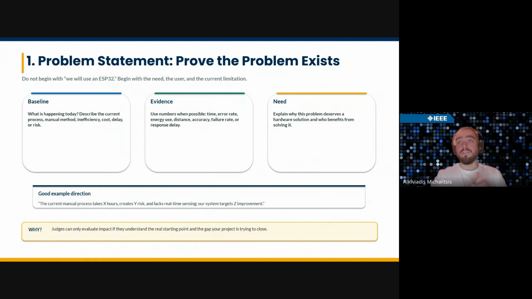Now, for the first part, also mentioned in our design phase guide, which is on our website, we should talk about the problem statement. You should prove that the problem exists. So what's the point of trying to implement, to fix, or in general, to do something if there's no need to? So we need from you to show us exactly what is the challenge, the real challenge that you are trying to combat and to fix.